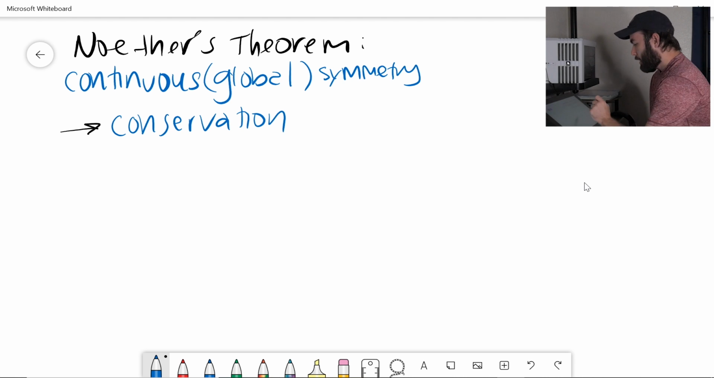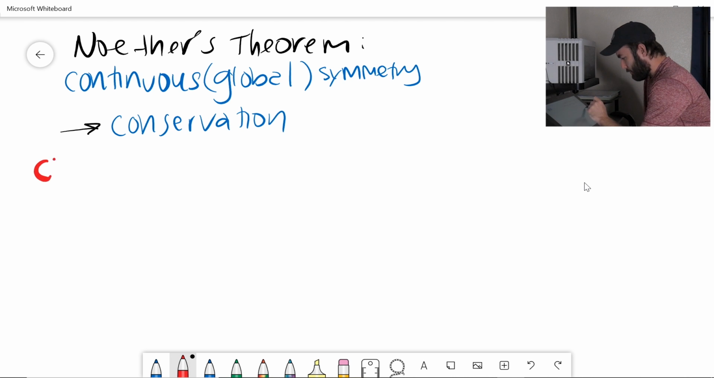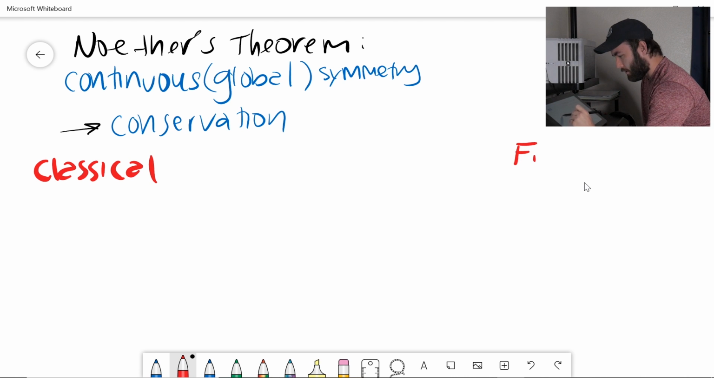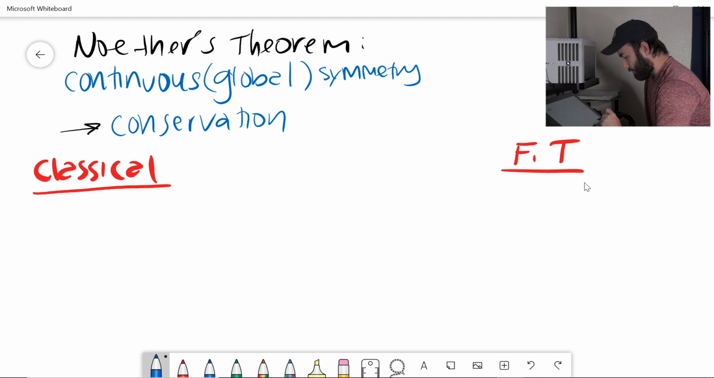But anyways, so for classical, let's go ahead and write that up here. Classical. And over here we will have field theory, FT.